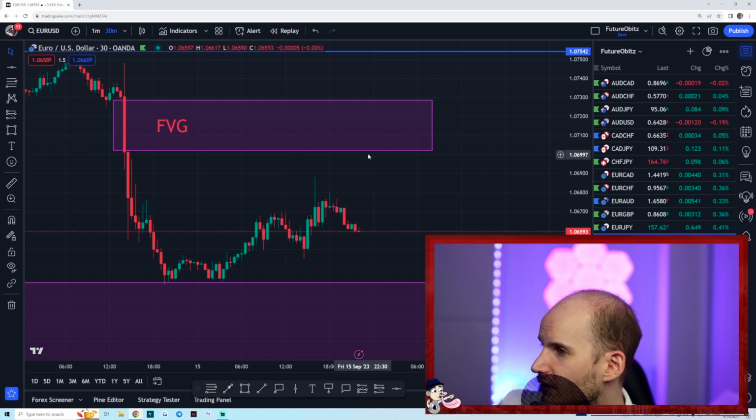And if price comes down below this area of interest, I will take a sell. Because why? We would like to sell when market is going down. We would like to buy when market is going up. So buy when uptrend, sell when downtrend.